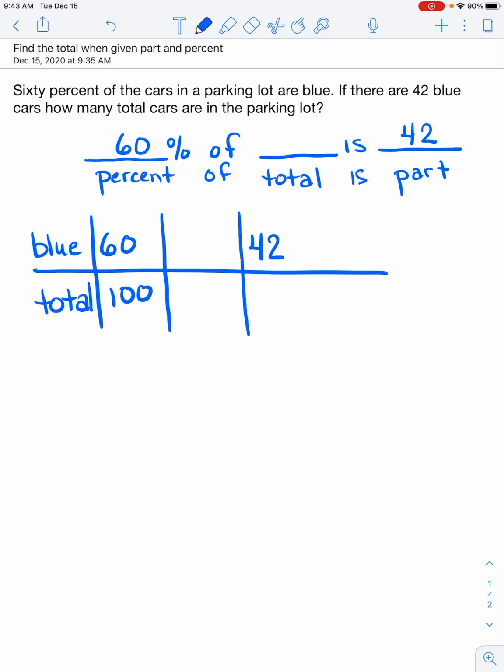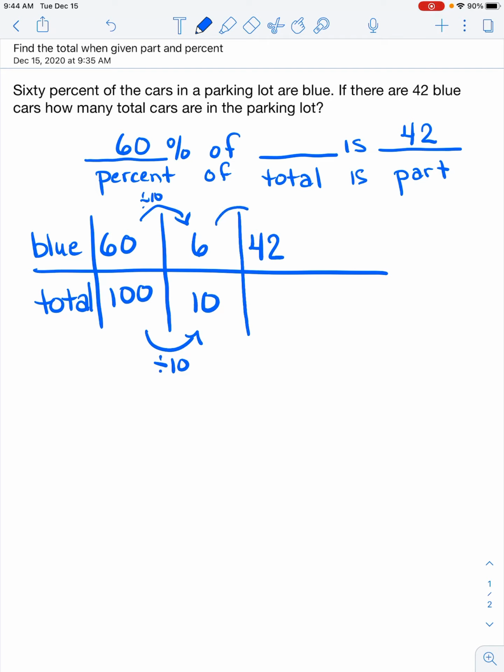Now, why did I leave a space in the ratio table? Because I know that 42 is not a factor of 60. So I'm going to have an intermediate step to help me find what my final answer is going to be. My default is to divide by 10 because there's a 0 in the ones place in 60 and 100. So I'm going to divide by 10, and I'm going to get 6 out of 10.